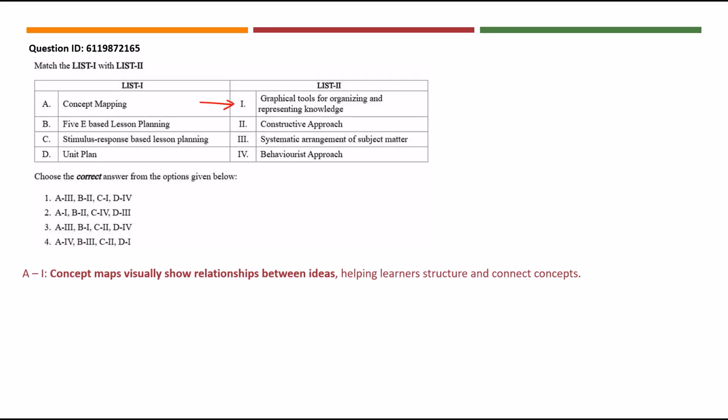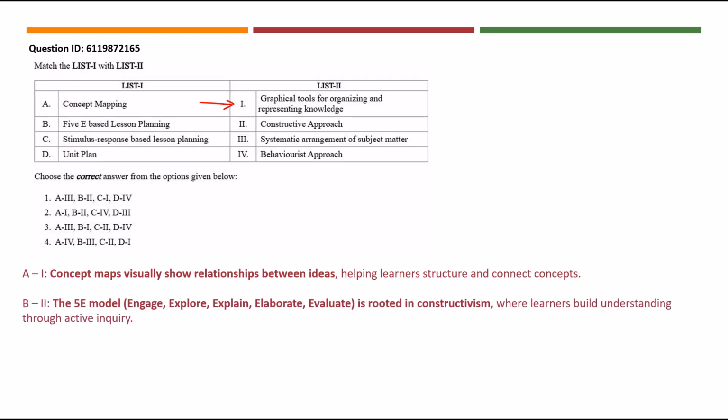Then we have the 5E based lesson planning. The 5E model is engage, explore, explain, elaborate and evaluate. This is rooted in constructivism where learners build understanding through active inquiry. Since it is rooted in constructivism, we can go with constructive approach here. B will be mapping to 2.